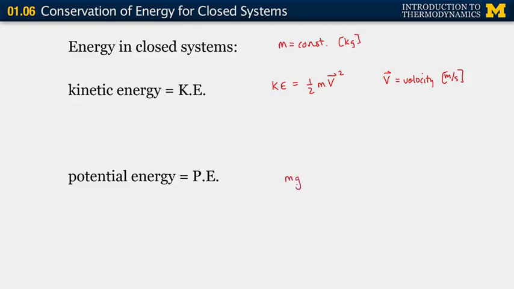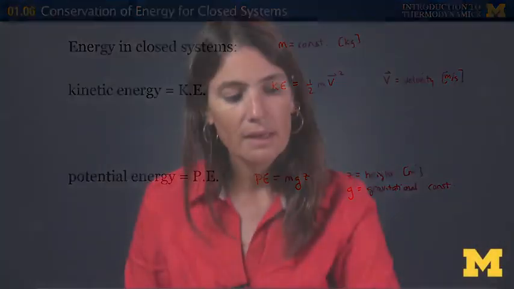If we look at the potential energy, it is given by the product of the mass times the gravitational constant times z, the height of the system. So z is equal to the height, and that has, again, units of meter if we're looking at SI units, and g is a gravitational constant. Okay, so our system can possess kinetic energy, it can possess potential energy.